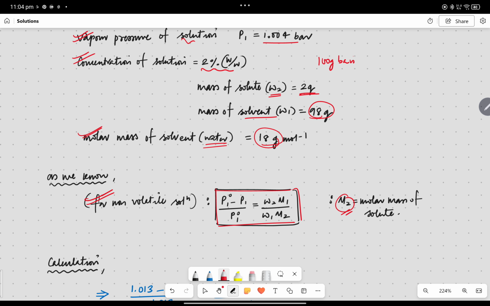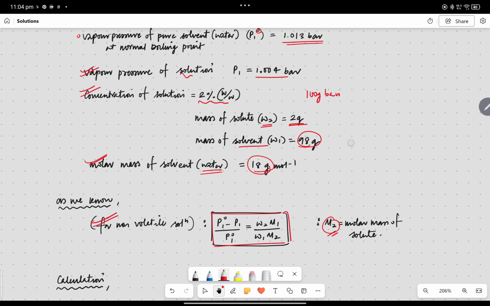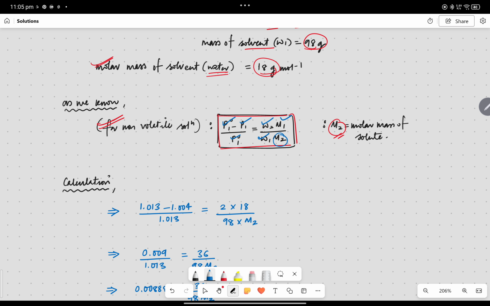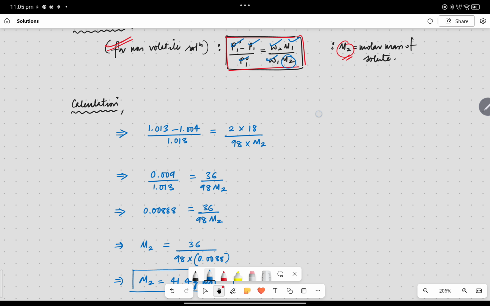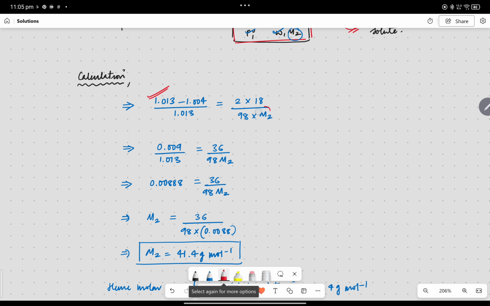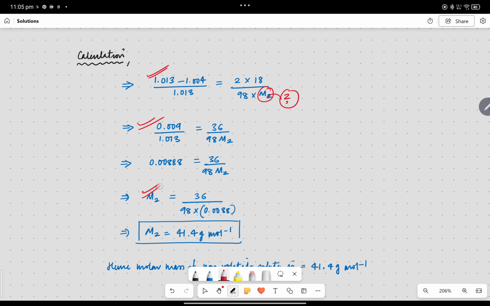You can see here, you know the value of P1 sat, you know the value of P1, you know the value of W2, you know the value of M1, the molecular weight of water, and you know the value of W1, that is the mass of the water. You don't know M2, that is the molecular weight of the solute, right? So you just have to put all the values here, and the one thing you don't know is the molecular weight of the solute, which you have to find, keeping that aside.